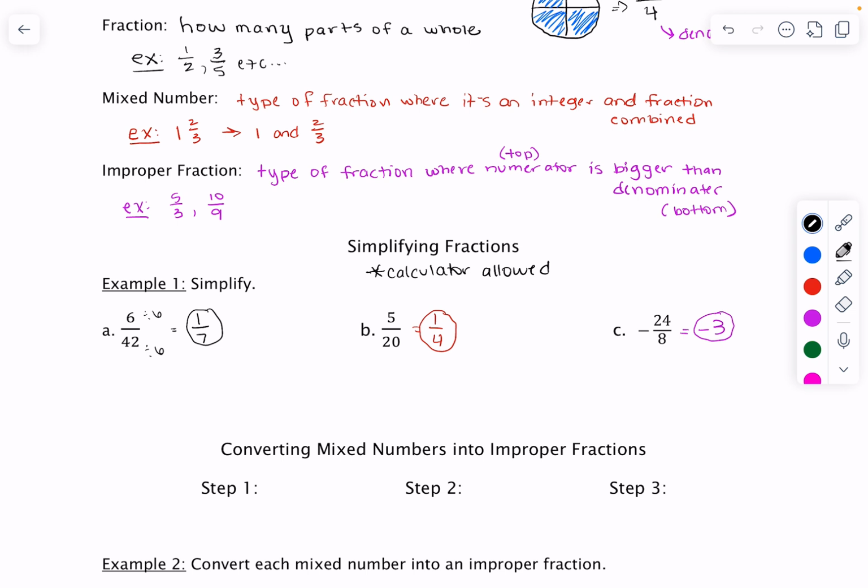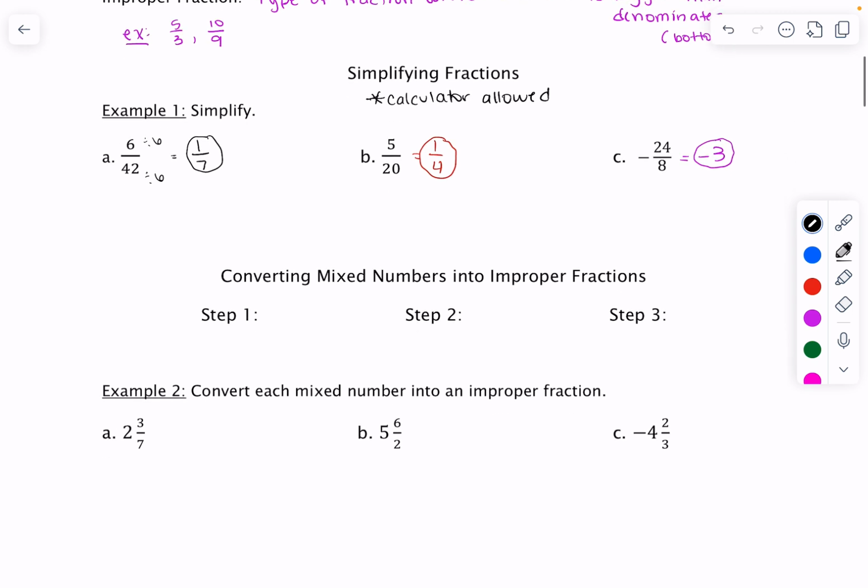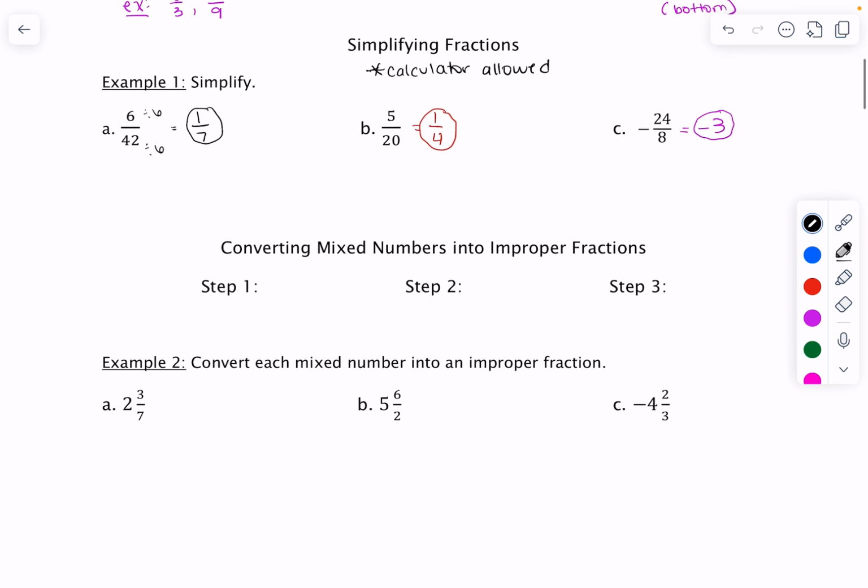So now let's go back to what I said earlier about these mixed numbers. Okay. Mixed numbers, converting them into improper fractions. There's 3 steps to do that. Okay, you've got step 1, which is we're going to multiply the denominator by the whole number.